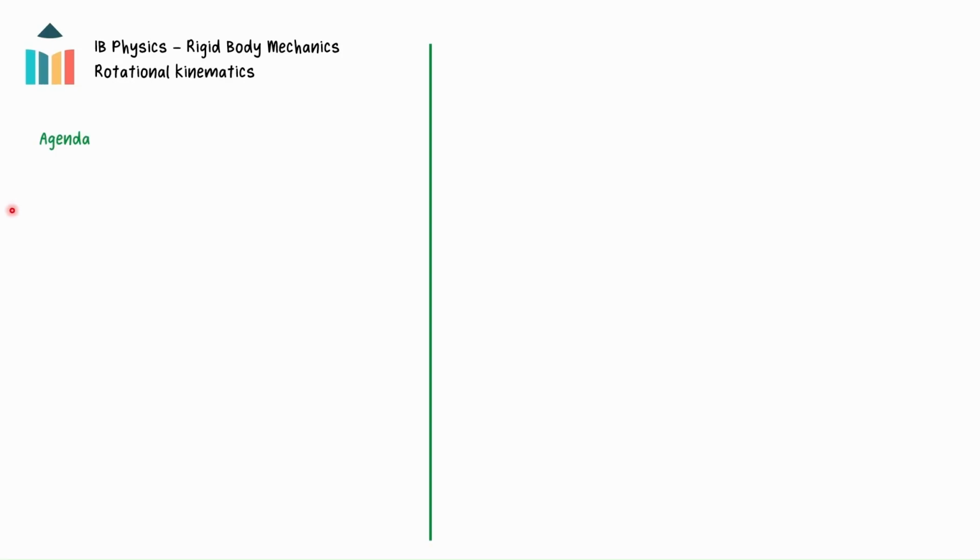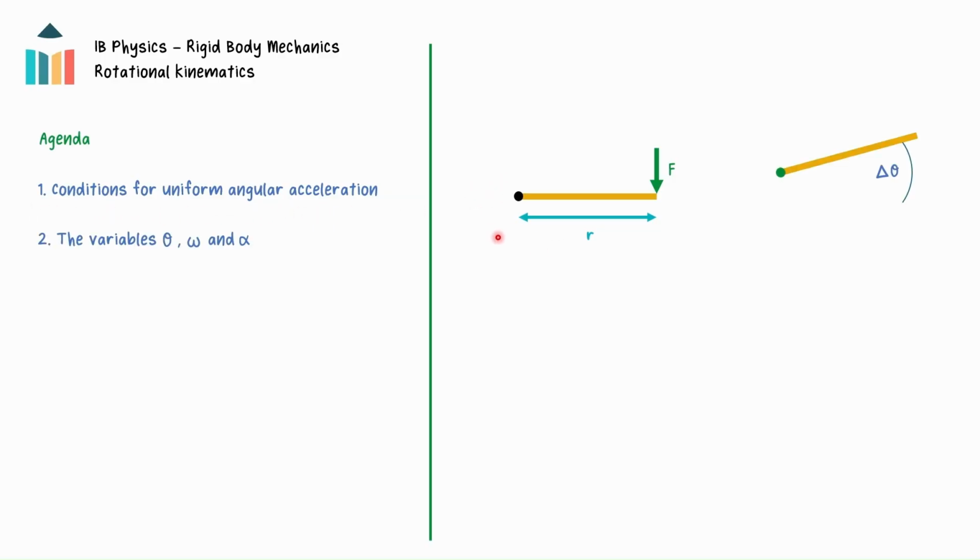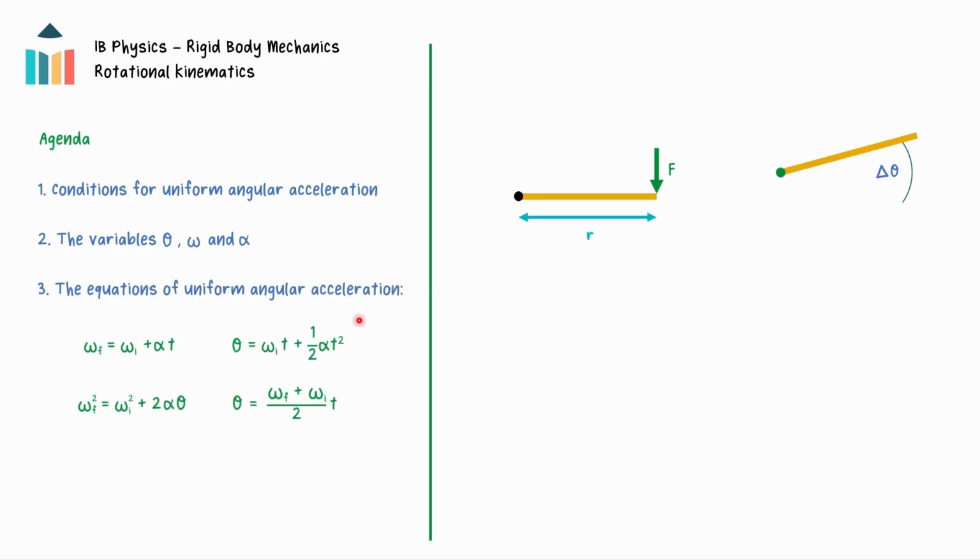In this video, we're going to be looking at rotational kinematics, specifically situations with uniform angular acceleration. We'll start by discussing the conditions needed for uniform angular acceleration. Then we'll define the key variables. After that, we'll look at the equations we can use when alpha is constant and see how they link to the linear Suvat equations you already know.